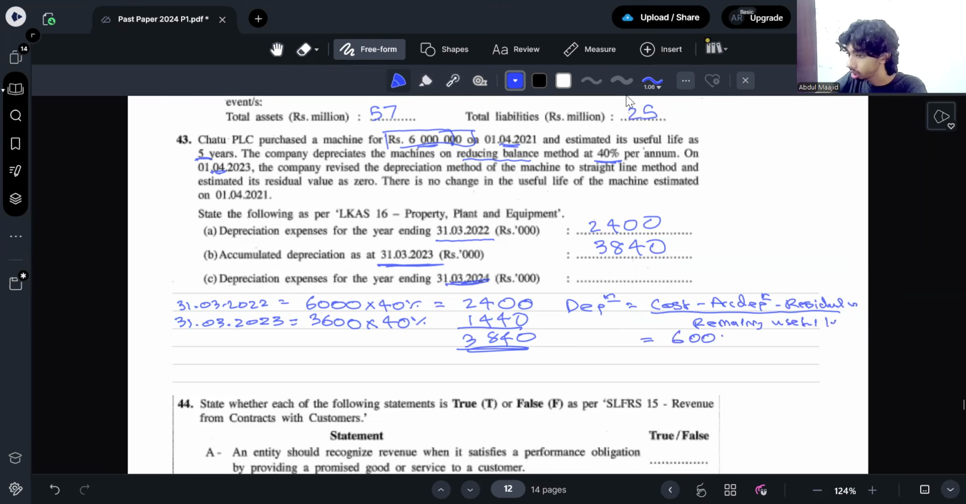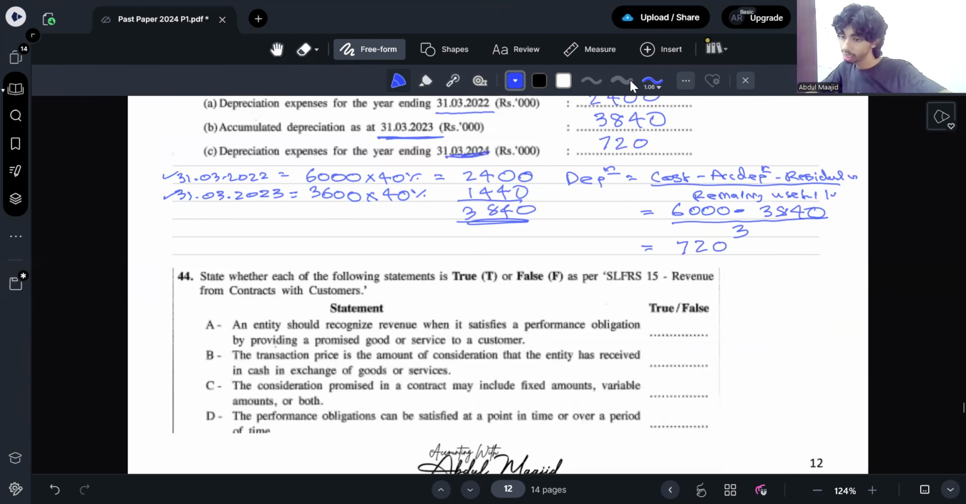The cost is 6 million. Accumulated depreciation for the last 2 years is 3,840,000. Can you all tell me what will be the remaining useful life? Correct, perfect. Now here the useful life is given as 5 years. We have already depreciated for 2 years. The remaining useful life will be 3 years, right? Then depreciation will be 6,000 minus 3,840 divided by 3, that is 720. The depreciation for year 3 will be 720,000.